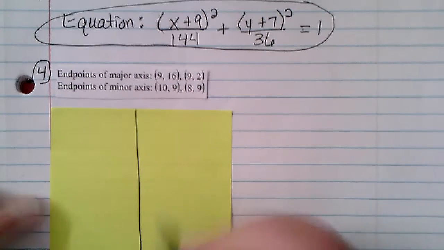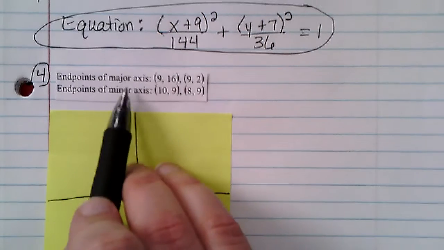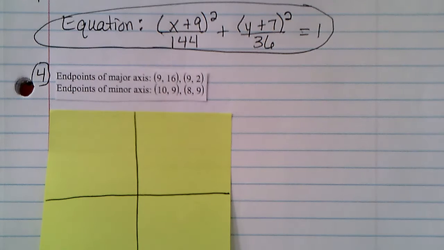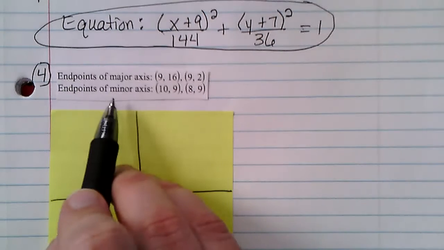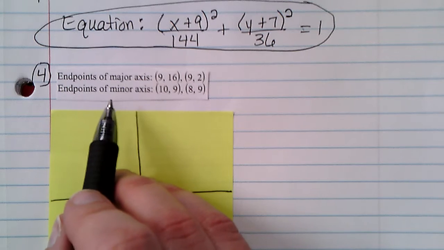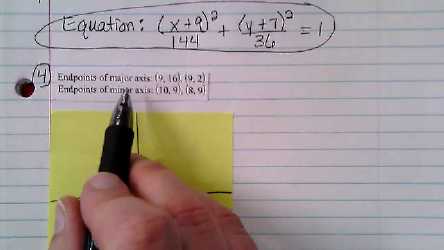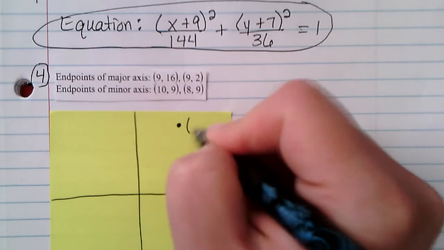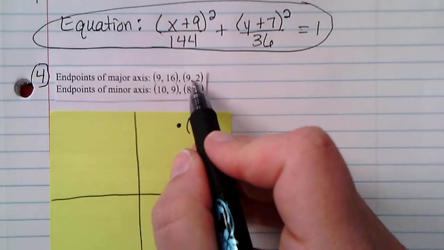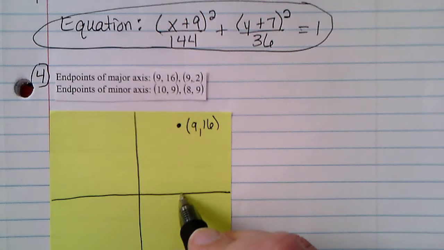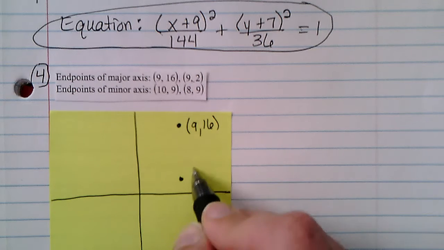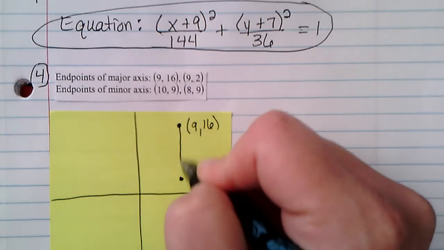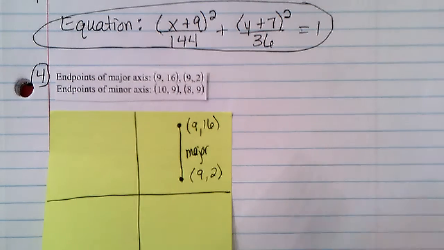So let's just make a rough sketch. Really the only thing I have to sketch is the major axis, just to see, did they come out horizontally from each other or vertically? That's really all I need to know. The endpoints of the minor axis, yes, we're going to use those, but the major axis determines the orientation. So 9, 16, over 9, up 16, we're just making a rough sketch. 9, 2, so same x value, different y value. That means my major axis is vertical, which means my ellipse is oriented vertically.